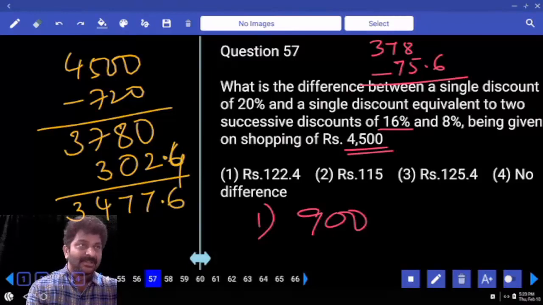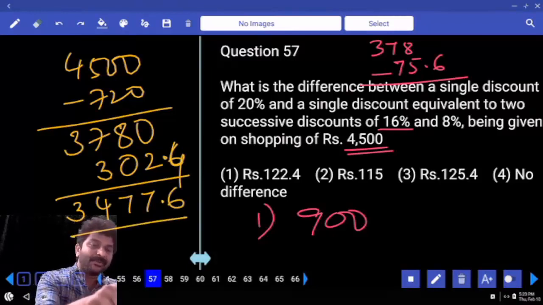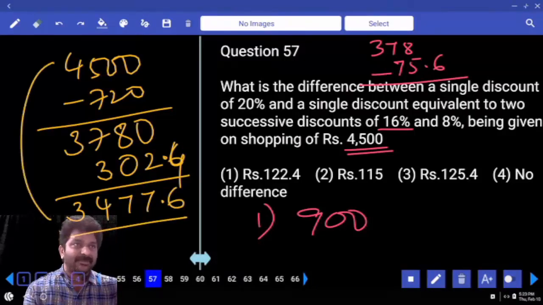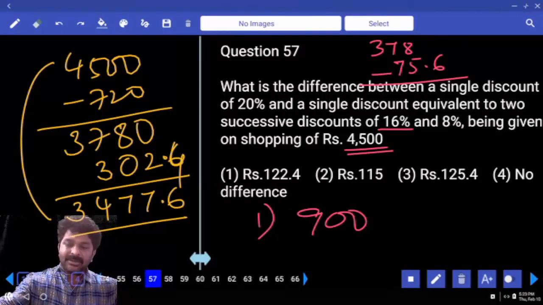3477.6. This is your final value. So 4500 becomes 3477.6. Difference between these two numbers. Difference. So that is 500 less.